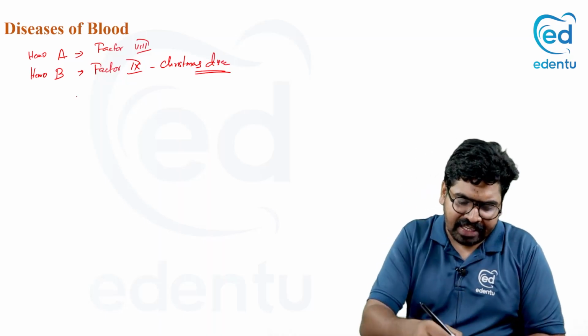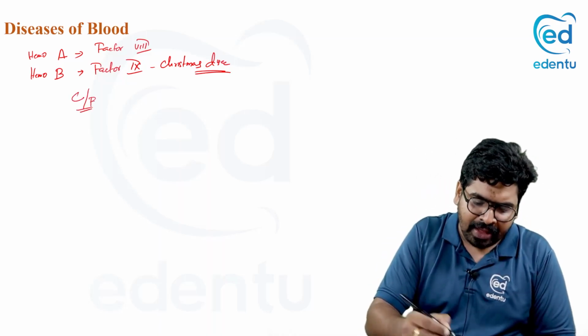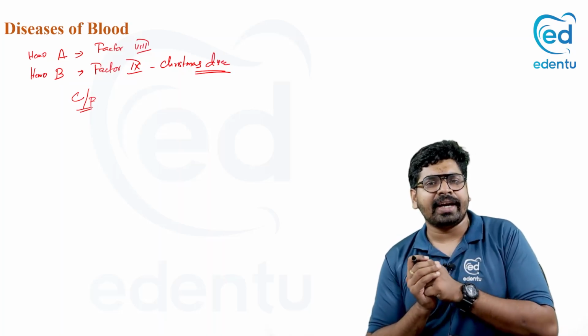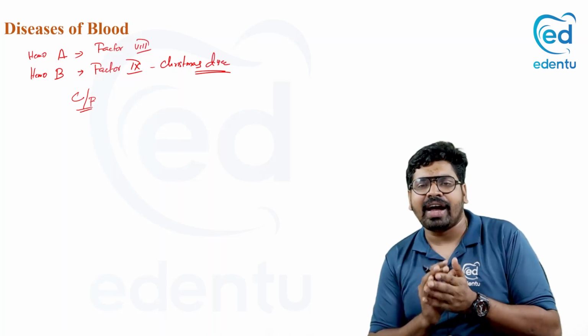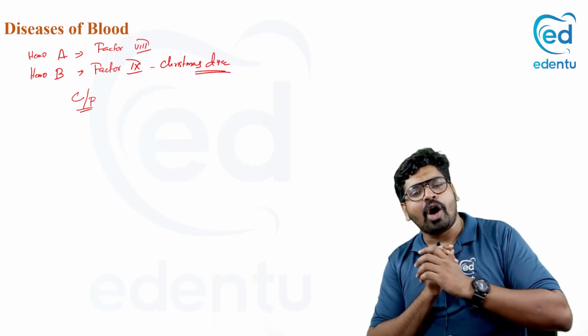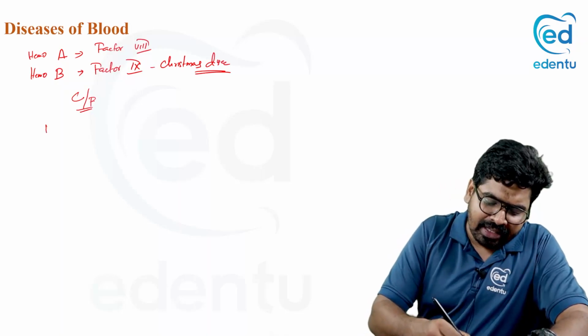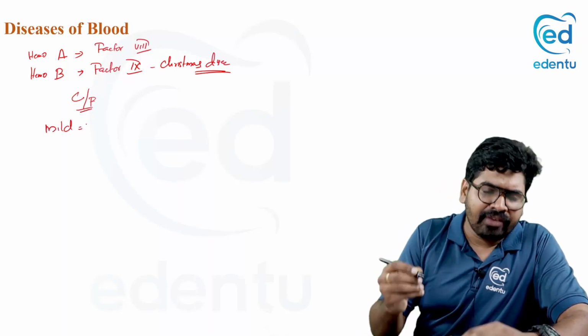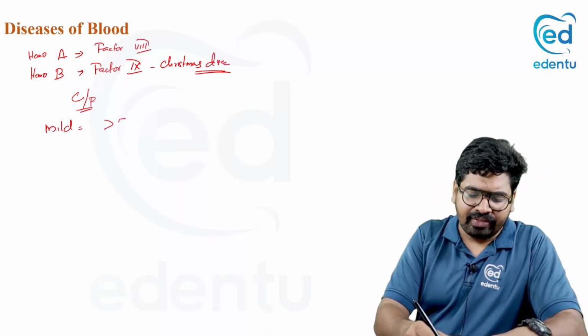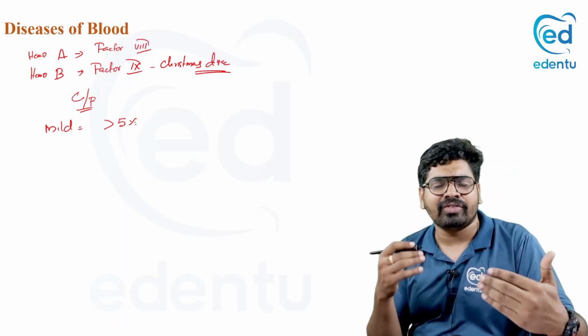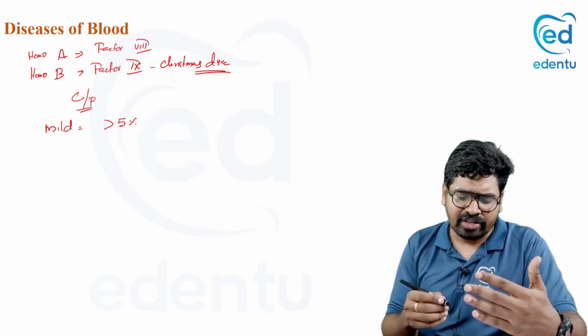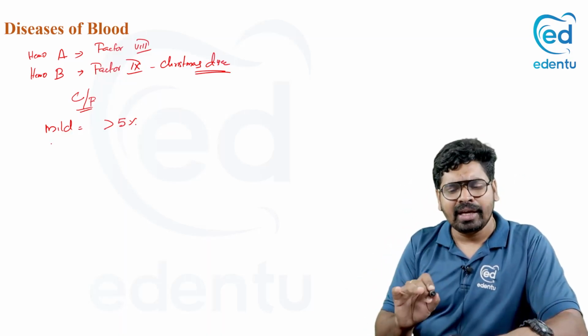Now, what are the clinical features of this hemophilia? The clinical features of hemophilia depend upon how much normal factor is present in the body. The symptoms will be mild if we have a factor level greater than 5%. If the level of the factors is greater than 5%, then it is usually a mild one.